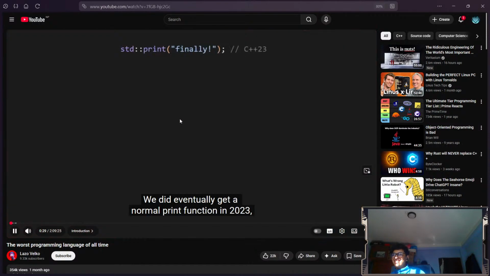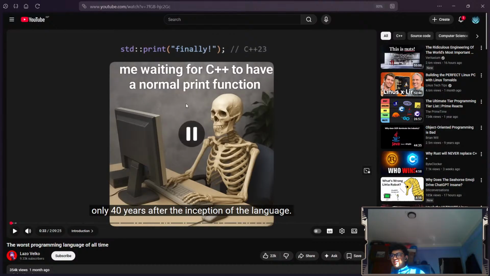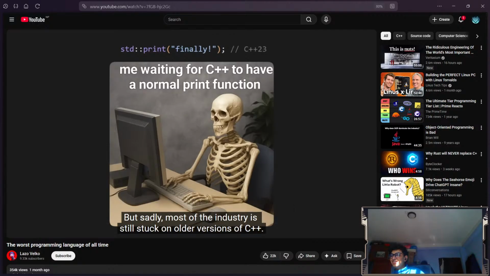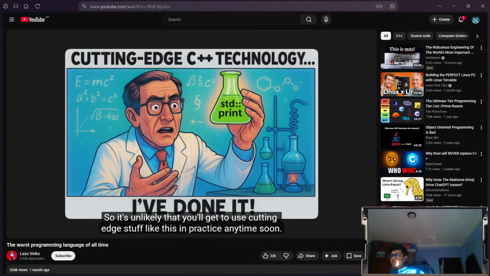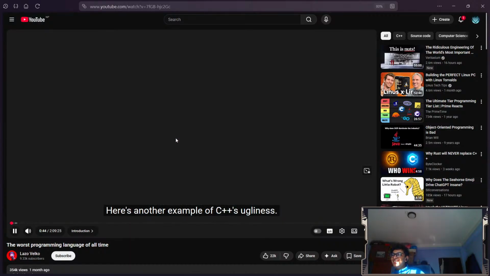We did eventually get a normal print function in 2023, only 40 years after the inception of the language, but sadly, most of the industry is still stuck on older versions of C++, so it's unlikely that you'll get to use cutting-edge stuff like this in practice anytime soon.